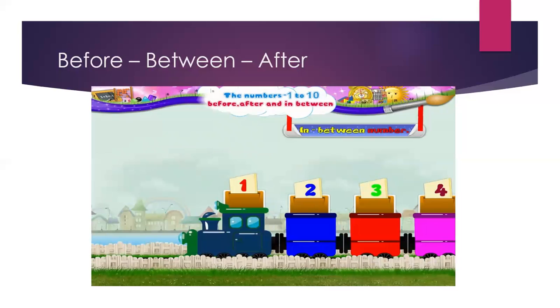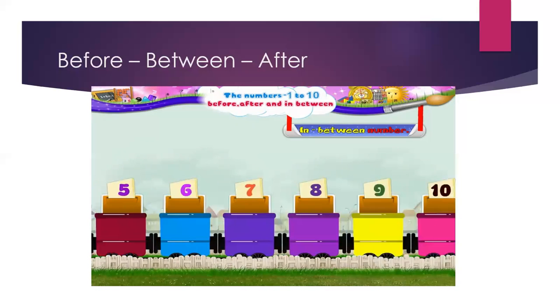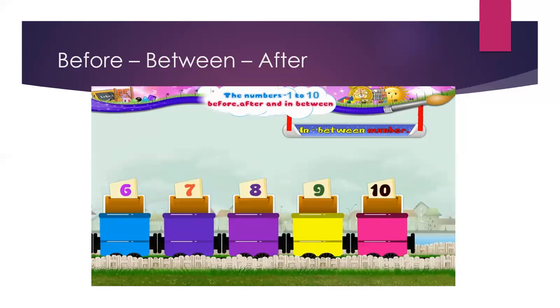The number that comes between 1 and 3 is 2. The number that comes between 4 and 6 is 5. Isn't that easy, Starry? Now, what would the number that comes between 7 and 9 be? 8, right. And of course, the number that comes between 8 and 10 is 9.